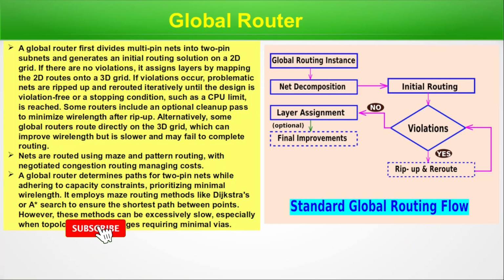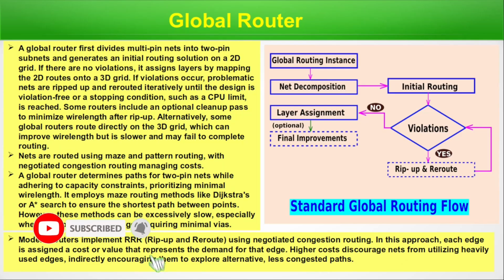Now, global router. It's a generalized view of what a global router consists of. Global routing instance. Now, net decomposition, initial routing. If there are violations, then rip up and reroute and go again to check for violations. If there are no violations, that will go to layer assignment and final improvements.